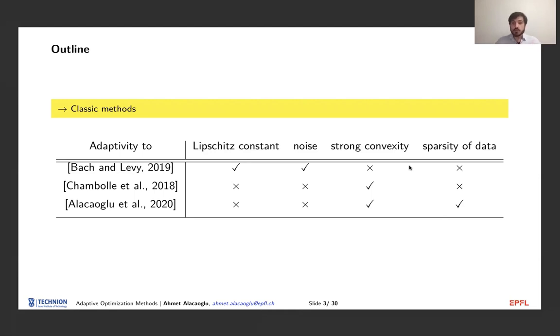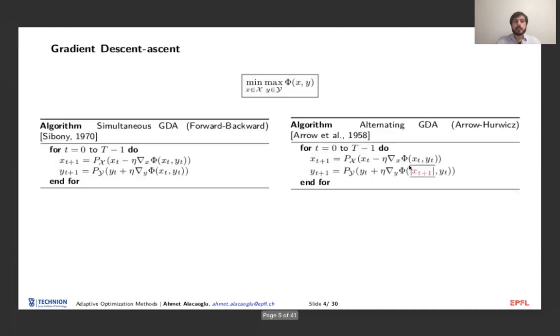So in this talk, we're going to explore the adaptivity ideas for solving such a problem. To start off, we will first take a look at the classic methods, and on top of these methods, the adaptivity ideas will be built. The simplest algorithm, similar to the use of gradient descent in the minimization case, is gradient descent ascent. What this means is that in the min variable x, we do a gradient descent step, and in the max variable y, we do a gradient ascent step.